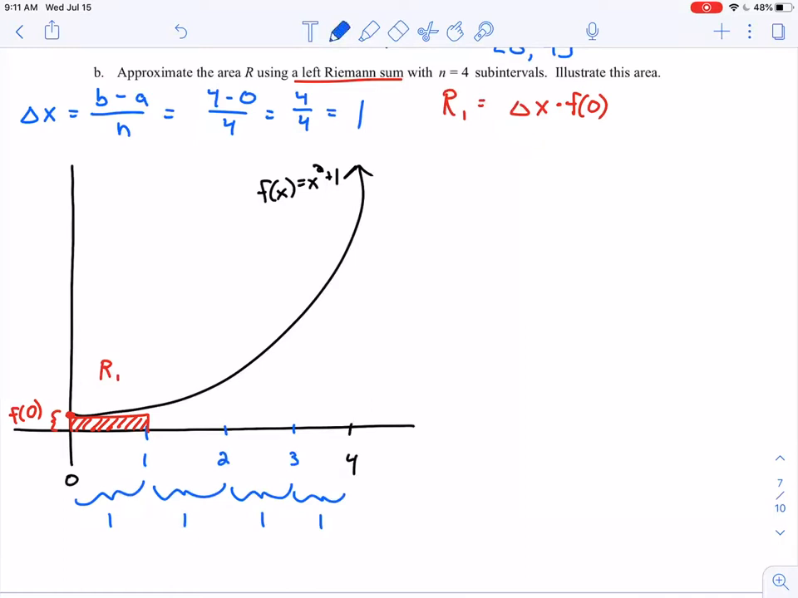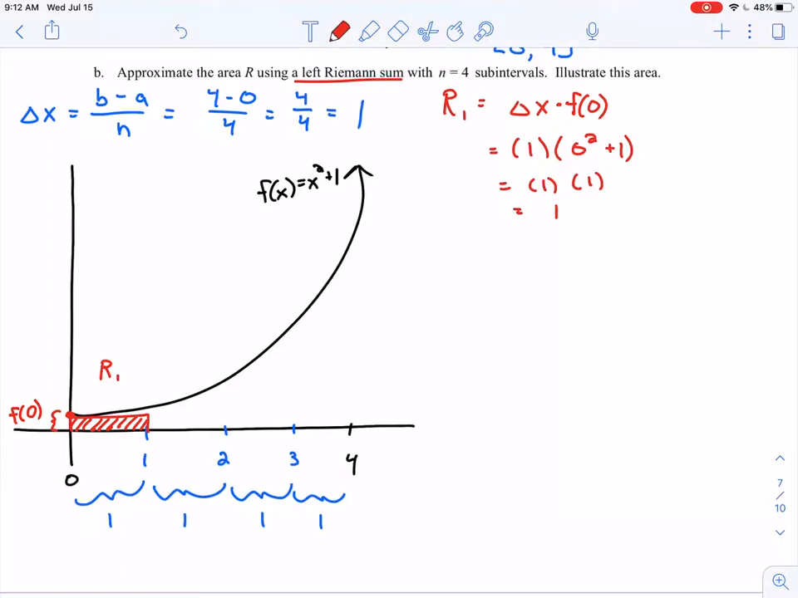So delta x, let me change my color. Delta x is 1 times f of 0. So I'm just going to plug 0 into my f of x function, x squared plus 1. So this will be 0 squared plus 1. So that gives me 1 times 1, which gives me 1. So the area of rectangle 1 is 1. I'm going to hold on to that thought for right now. We'll come back to that in just a second.